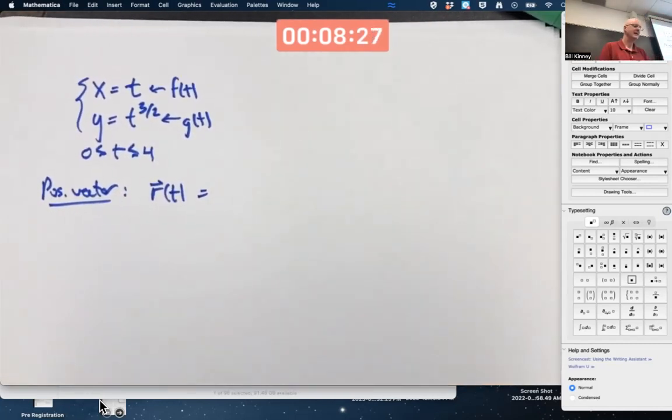You could do f of t times i hat plus g of t times j hat, where remember i hat and j hat are called the standard unit vectors. i hat points directly to the right and has a length of 1 in whatever measurement units you're using, say centimeters. And j hat points directly upward and has a unit length of 1. I could do that. I'm not going to bother.